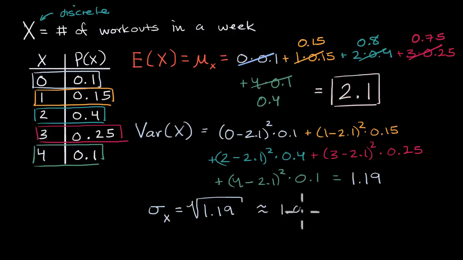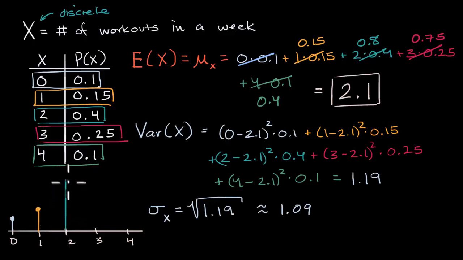Approximately 1.09. So let's see if this makes sense. Let me put this all on a number line right over here. So you have the outcomes 0, 1, 2, 3, and 4. So you have a 10% chance of getting a 0. So I will draw that like this. Let's just say this is a height of 10%. You have a 15% chance of getting a 1, so that'll be 1.5 times higher. So it'll look something like this. You have a 40% chance of getting a 2. So that's going to be like this.